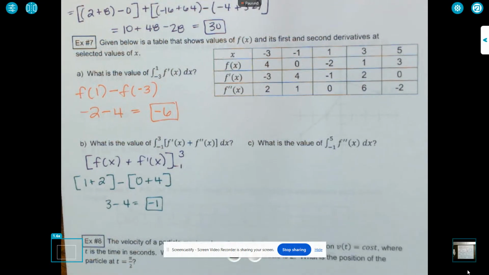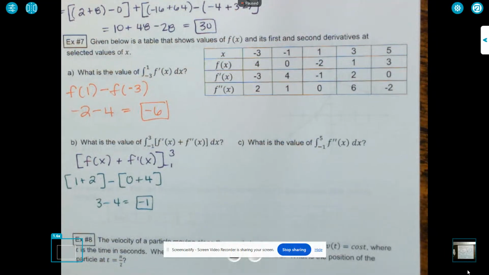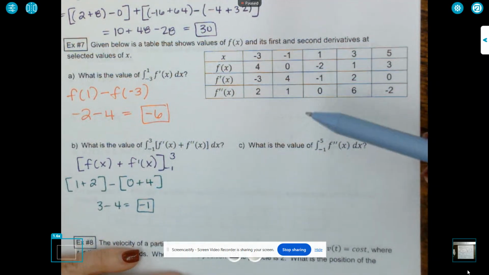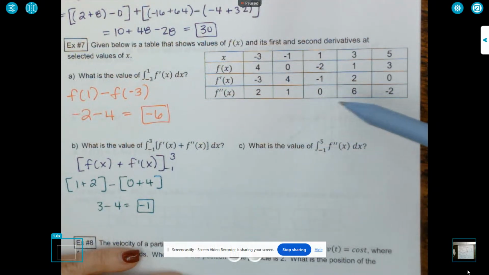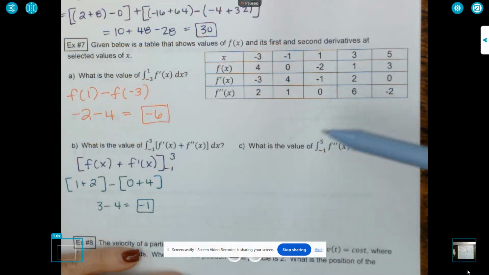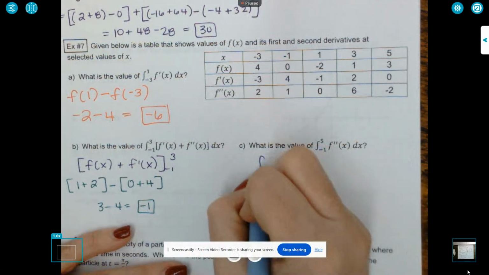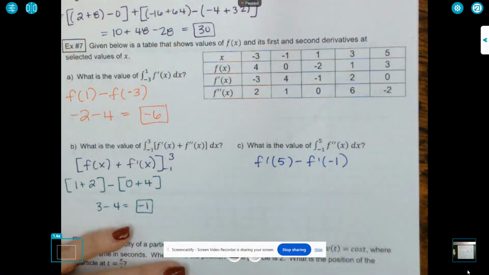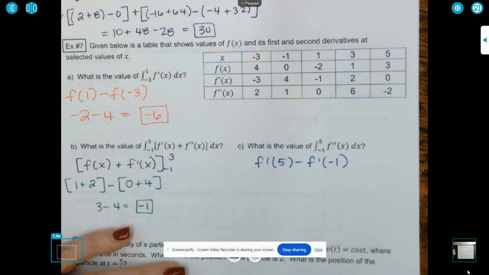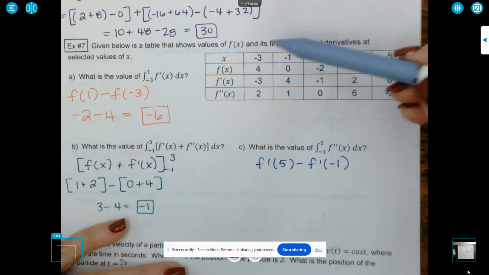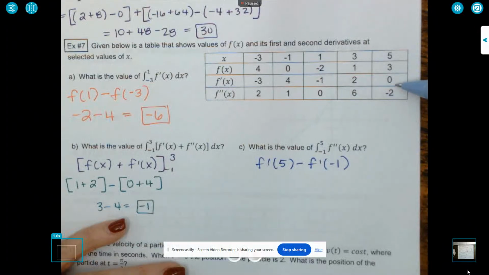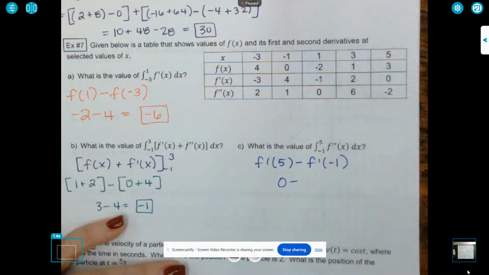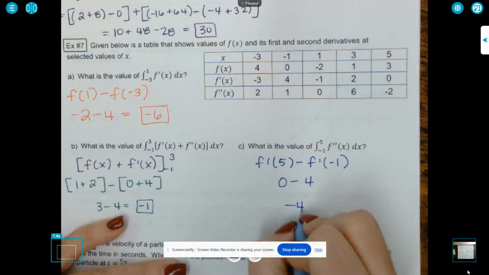All right, -1 to 5, f double prime of x. Okay, so we can still use the fundamental theorem, right? So if we did f prime of x is f of b minus f of a, then f double prime would be f prime of b minus f prime of a. And now we just evaluate with the table. Love tables. All right, f prime of 5 is 0. F prime of -1 is 4. And 0 minus 4 is -4.